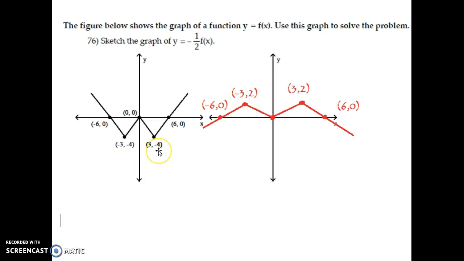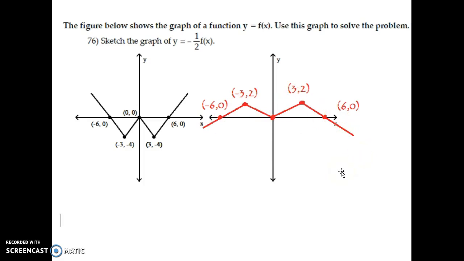The same thing here. Negative 4 becomes a negative 2. Make it a positive 2. You get 3, 2. All these other points have 0 as their y value, so they're all going to have the same result. Half of 0 is still 0. Make it negative, it's still 0. So you still have 0 for the y values on those 3 points. And then connect the dots and you have your graph.